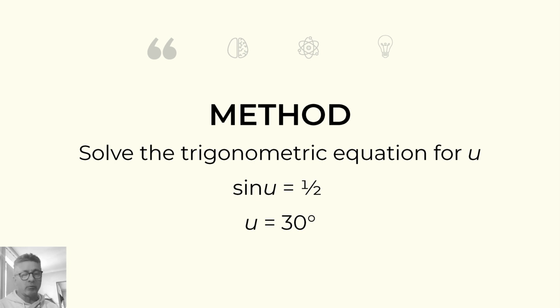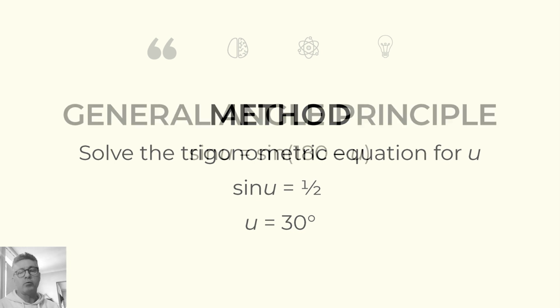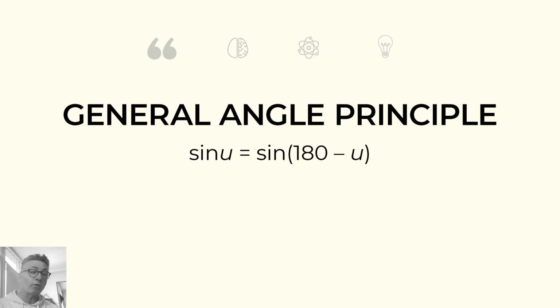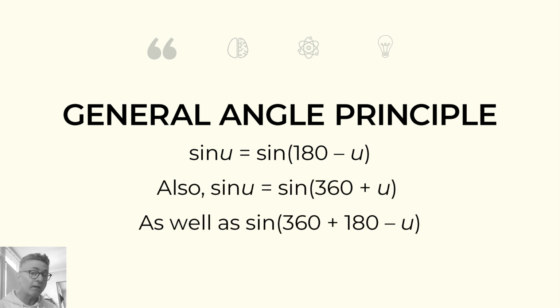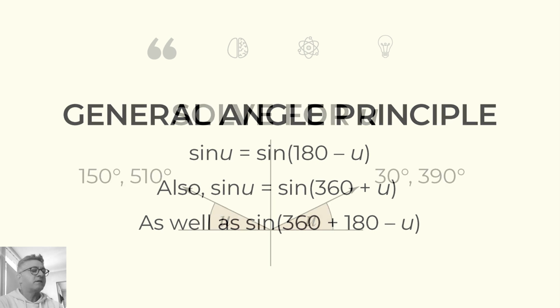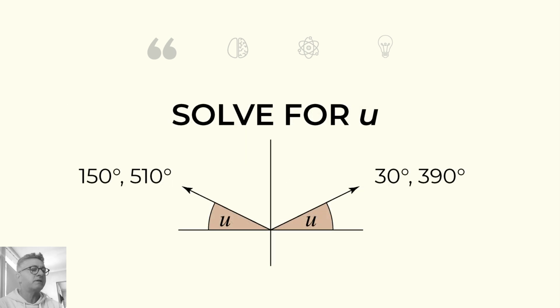From the principle of general angles, we know that u can either be 30 degrees or it can be 180 minus 30 degrees. We also know that it can be 360 degrees plus 30 degrees. And it can also be 360 degrees plus 180 degrees minus 30 degrees. Well, this gives u as 30 degrees, 150 degrees, 390 degrees, and 510 degrees.